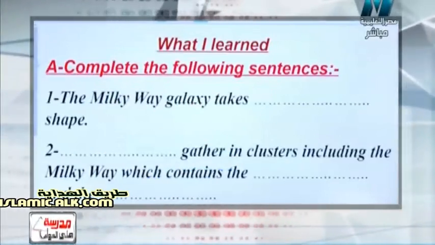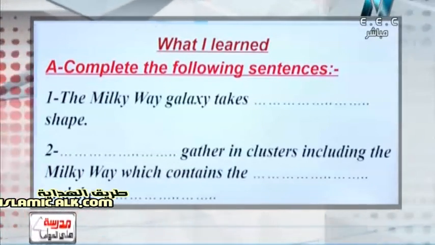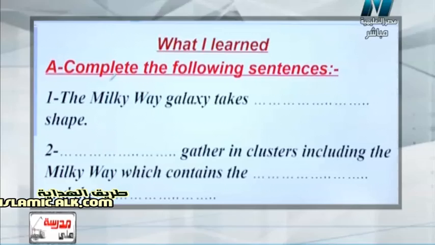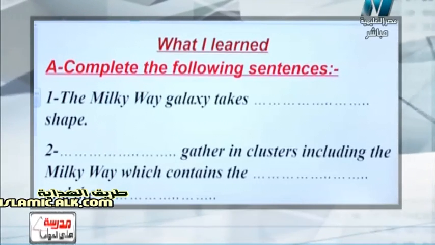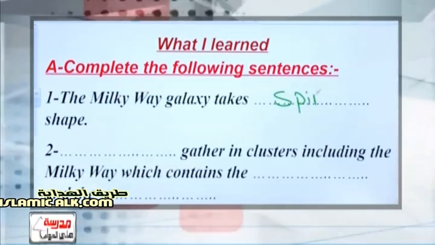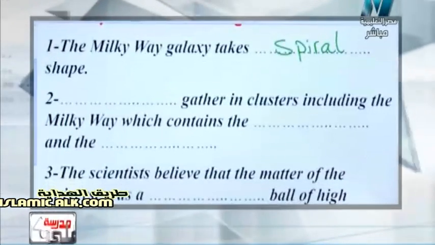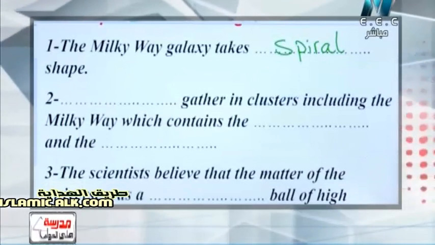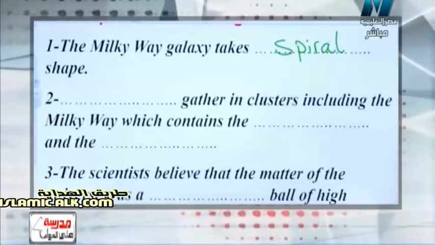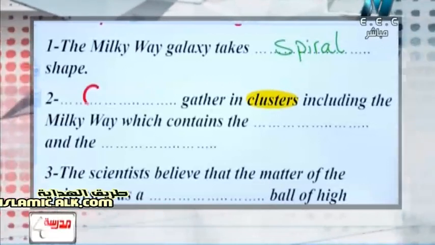Here I think we have some questions about the first part of this lesson. Number one, the Milky Way galaxy takes what shape? Spiral shape. Number two, what gather in clusters including the Milky Way, which contains the sun? Let's watch the first part. It says clusters, so what gathers in clusters? Galaxies. Yes, galaxies.